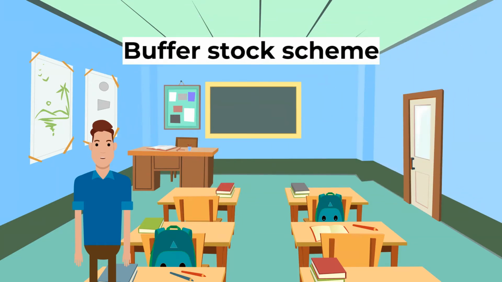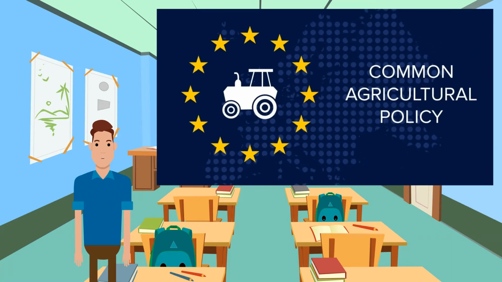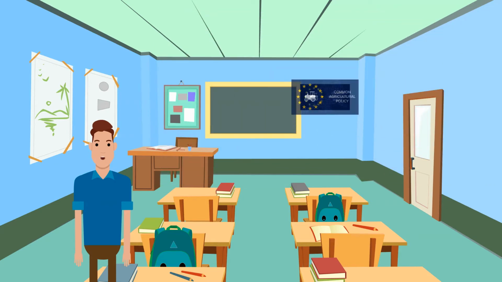A buffer stock scheme is where both maximum and minimum prices are implemented at the same time. This is often the case with agricultural products whose prices fluctuate massively, such as in the EU Common Agricultural Policy. The government will buy up the excess supply when the equilibrium price is below the minimum price and sell their stock to meet the excess demand when the price exceeds the maximum price. This helps to prevent price fluctuation and provides stability, but causes inefficiency and places a large cost on the government.